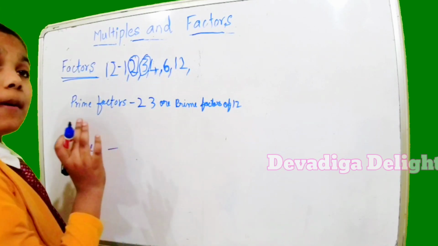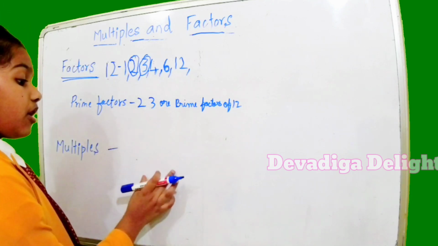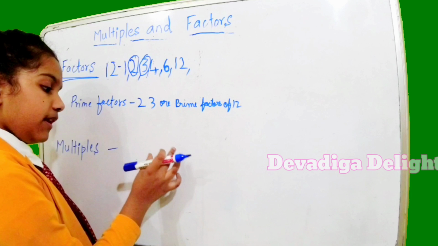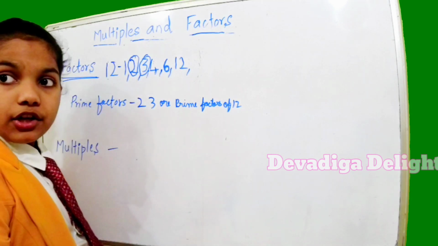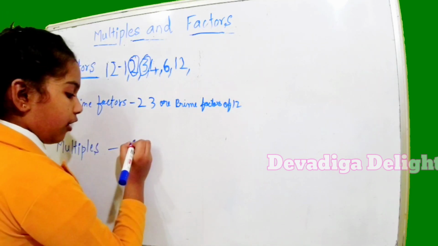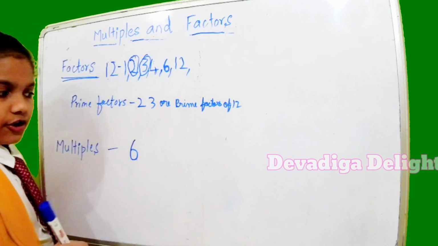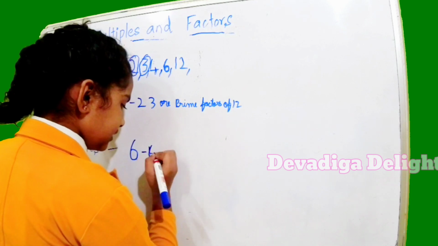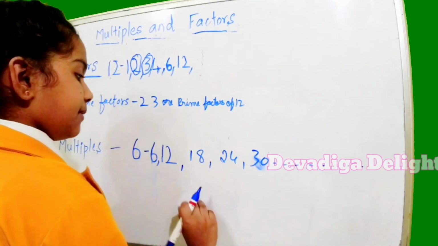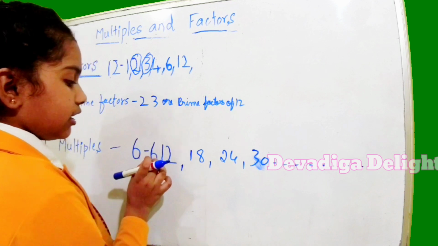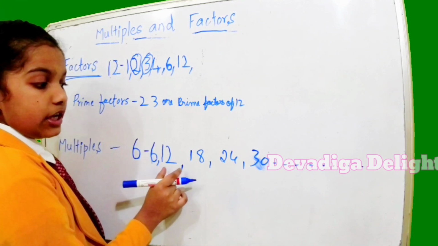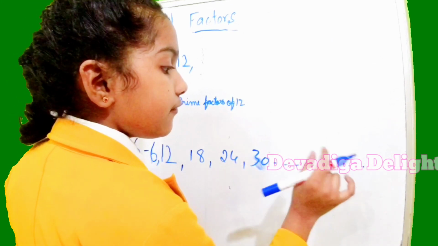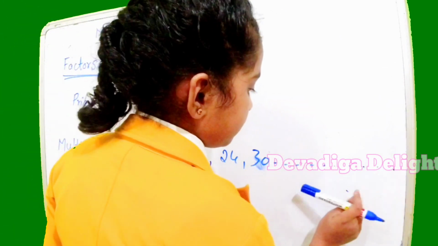Now let us learn about multiples. A multiple of a particular number is a number that appears in the multiplication table of that number. So let us take the example of 6. Let us write the table of 6. 6 ones are 6. So these are the multiples of 6. Multiples of 6 are 6, 12, 18, 24, 30, 36, 42 and 48 and so on.